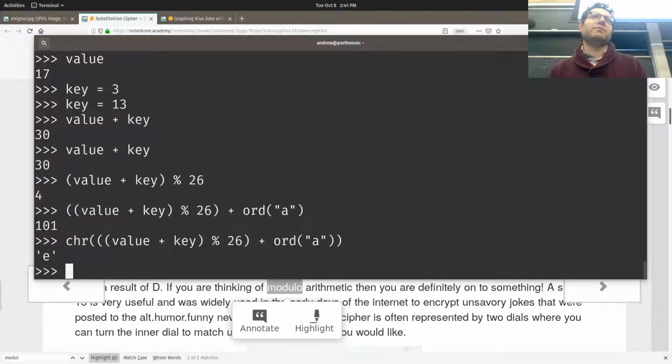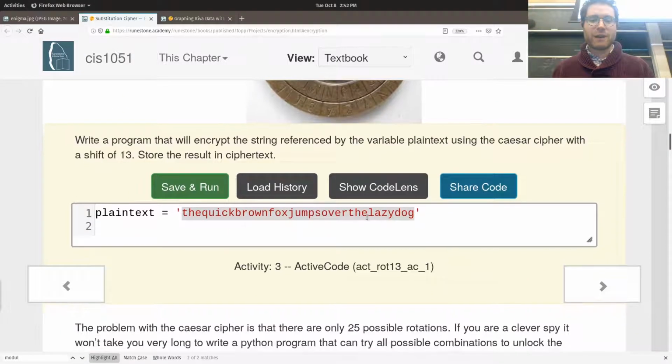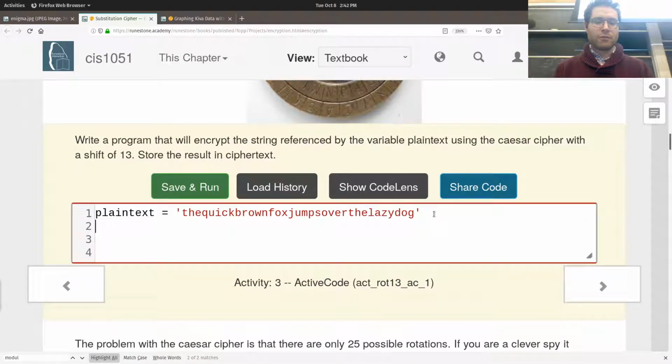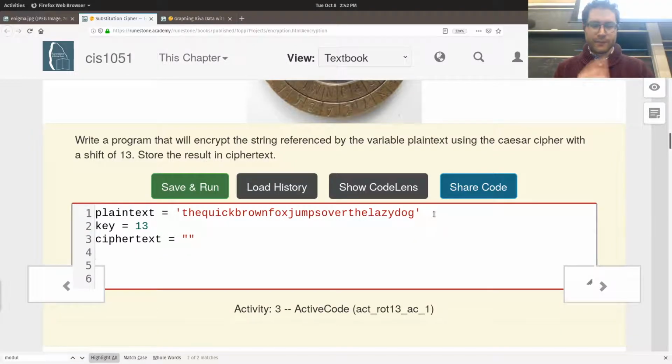These series of steps that are making your mind kind of explode are all you need to just convert a letter. But we'll piece it together a bit slower now. The idea here is we want to use Caesar cipher 13. So key is equal to 13. We need the result in ciphertext, which is equal to an empty string.